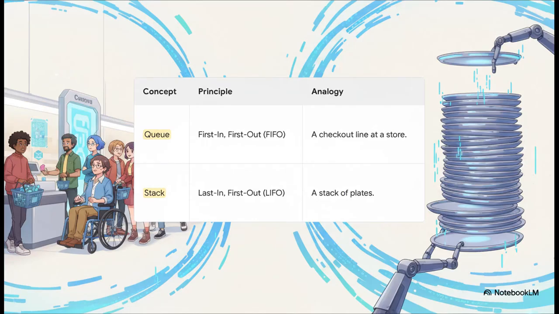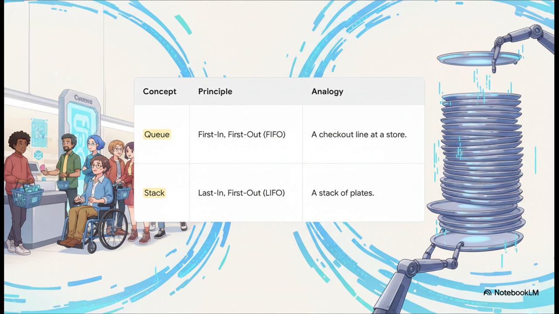Okay, let's look at two other key structures you'll see everywhere: a queue and a stack. A queue is super intuitive. It works on a first-in, first-out principle. We call it FIFO. It's exactly like a line at the grocery store. The first person to get in line is the first person to get served.